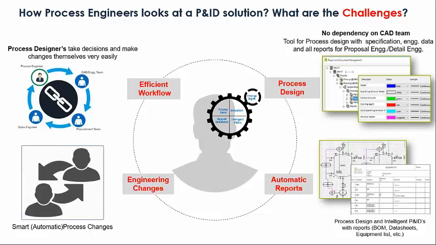asset information, etc. The process engineer would like a tool, and particularly a non-CAD tool, which is independent of a CAD draftsman, and he is the owner of a P&ID where he can define specifications and engineering data, and extract various information. Also, an intelligent tool with change management.